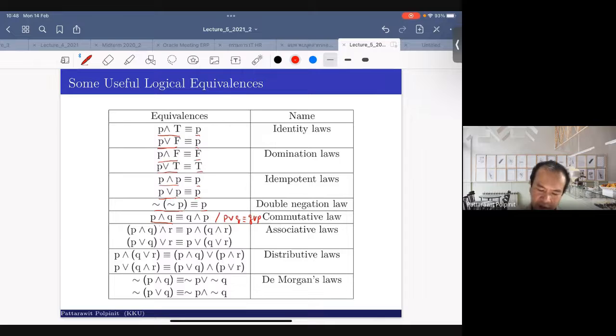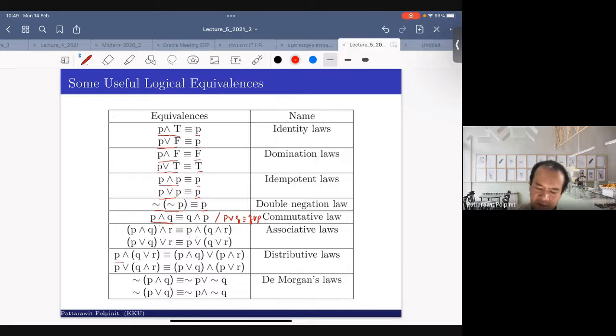Similarly, if you have P and Q and then R, these will be logically equivalent to P and, in the bracket, Q and R. Okay, this is called the associative laws. P or Q or R is logically equivalent to P or, in the bracket, Q or R. So you can choose to do the AND with the front pair and then do the AND for the other proposition, or you can put the bracket at the back, to do the back pair.